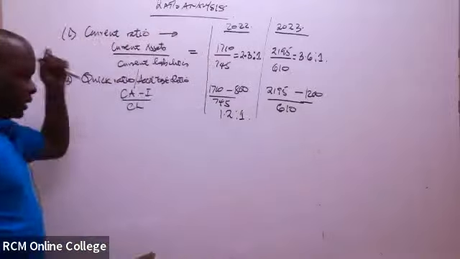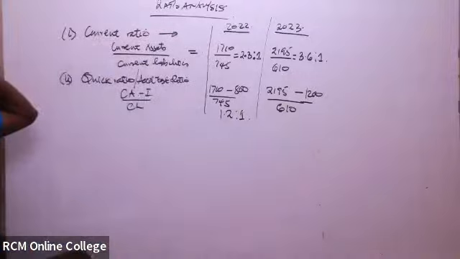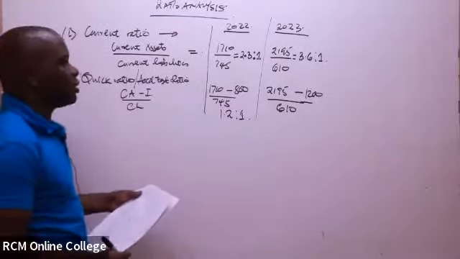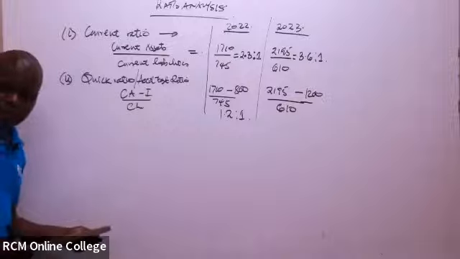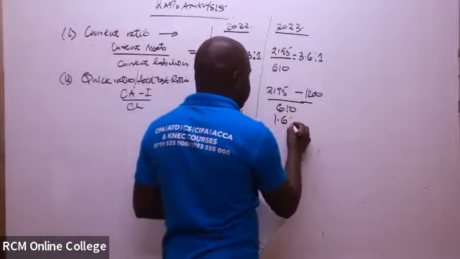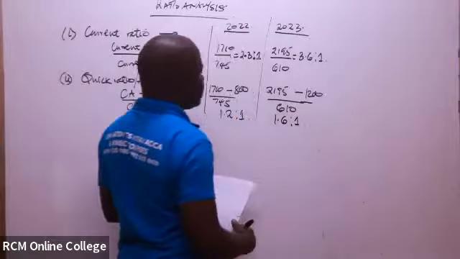What about this one? That one will also be 1 point something, around the same. 2195 minus 1200, I think around 1.5. So 1.6 is to 1.